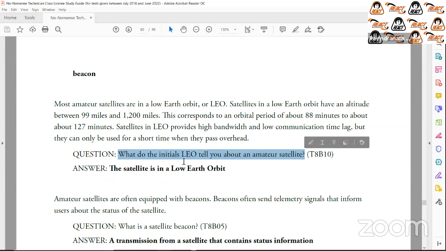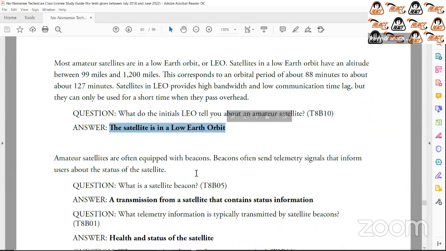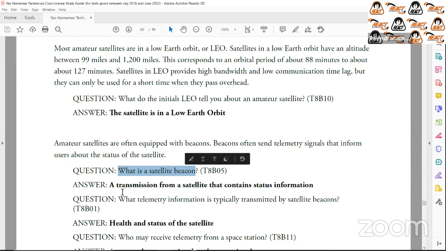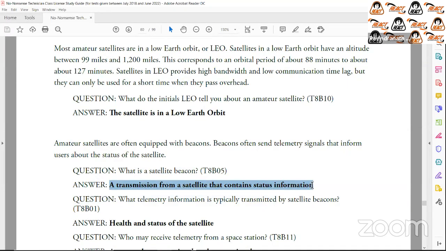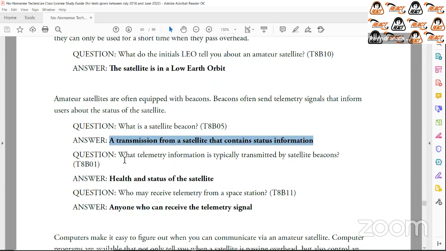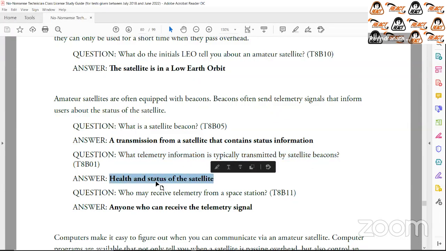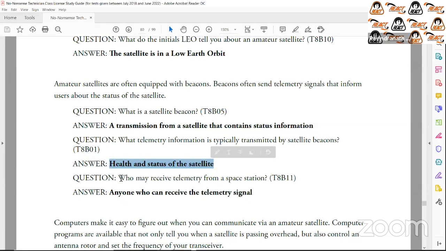What do the initials LEO tell you about an amateur satellite? It simply means that the satellite is located in a low Earth orbit. That's what LEO means. What is a satellite beacon? It's a transmission from a satellite that contains status information. What telemetry information is typically transmitted by satellite beacons? You get the health and the status of the satellite.